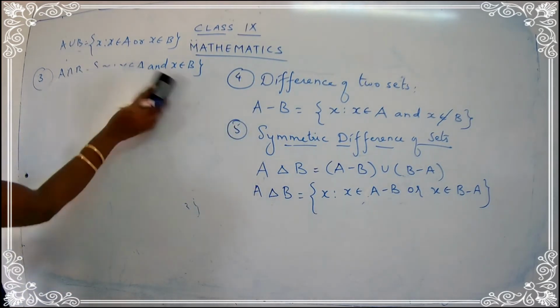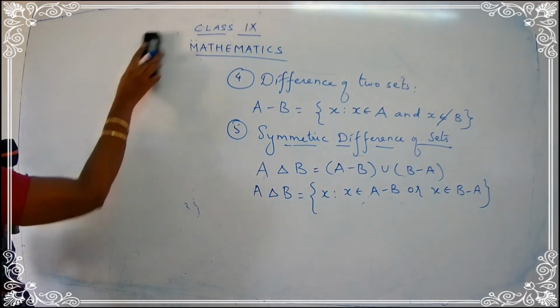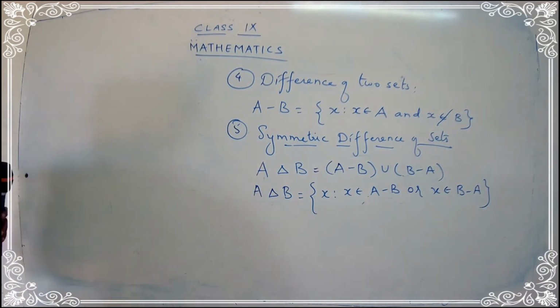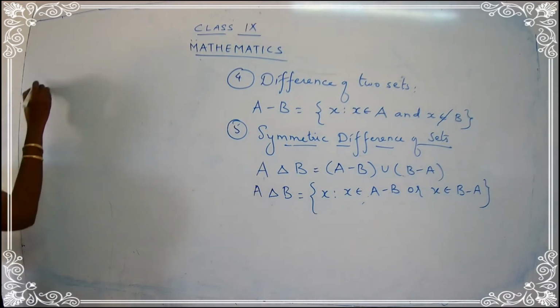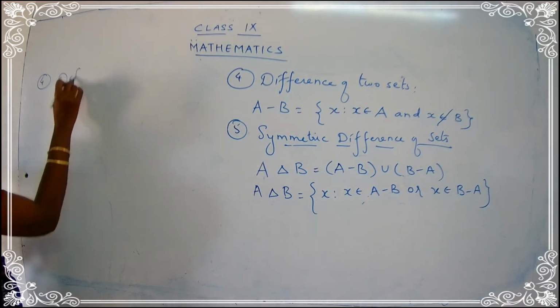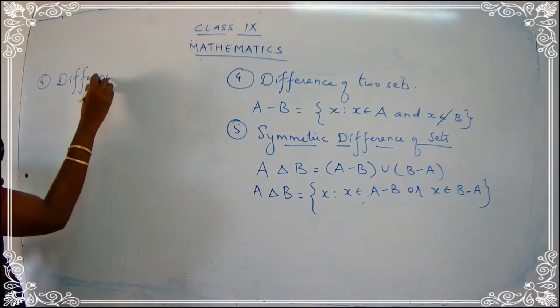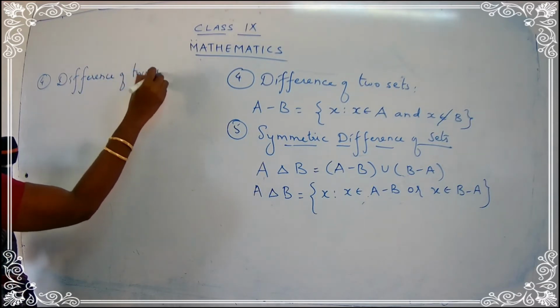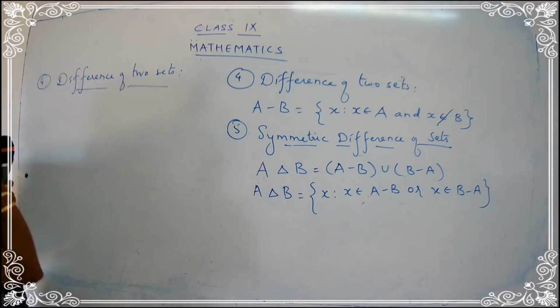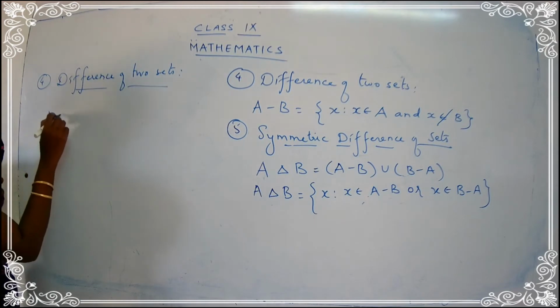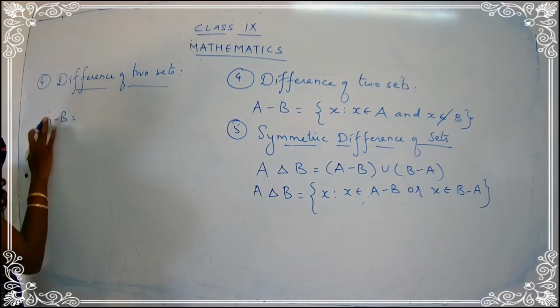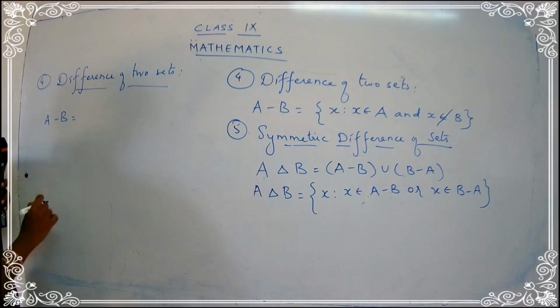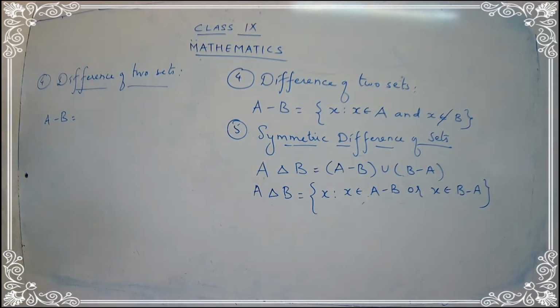Difference of two sets. The fourth one, difference of two sets. Okay, so we are going to deal with the difference of two sets. A minus B. A minus B means X such that X belonging to A and X does not belong to B. That's a rule, yes.